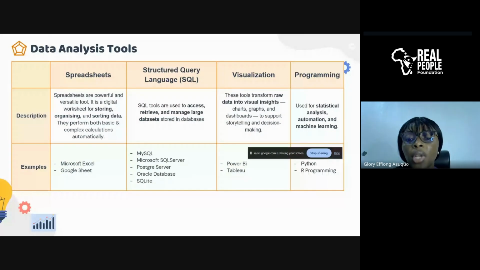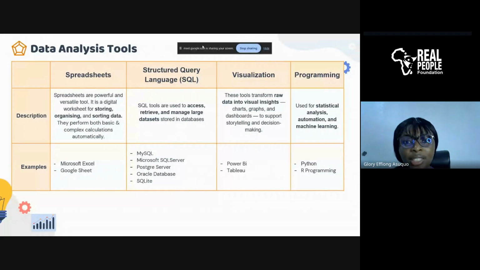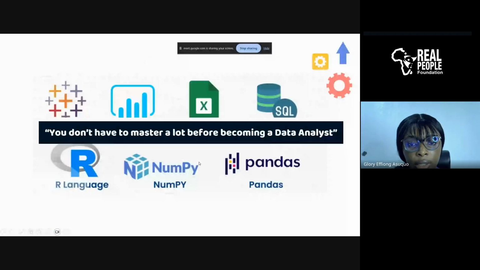Okay, those are the most popular ones you see online. Then you also have programming tools. This is when you're going advanced, like the data scientists. They have some programming tools they use for statistical analysis, automation, and machine learning. Then you now talk about Python, R programming, and the likes. So these are the data analysis tools required for data analysis.